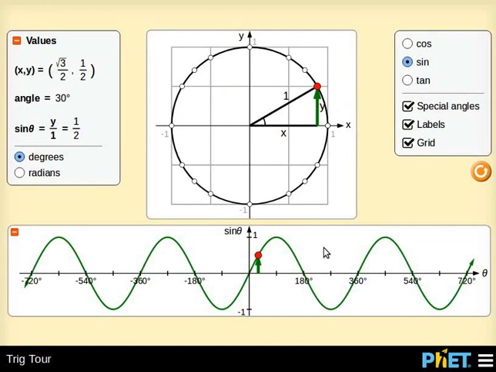In the graph, the red point has moved to 30 degrees along the sine function. Its amplitude is 0.5 or half.